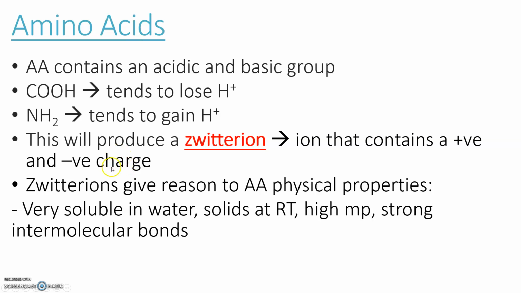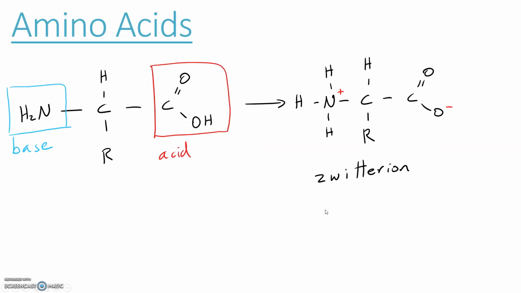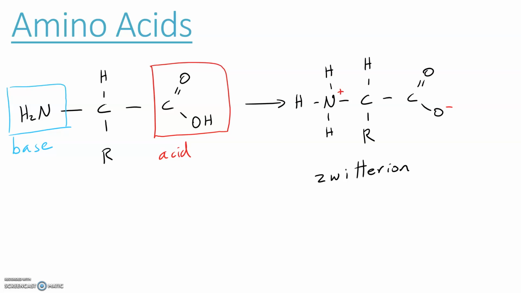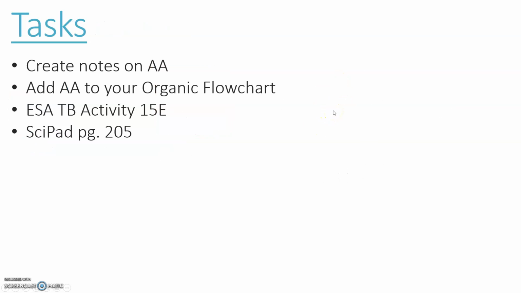The fact that amino acids are Zwitter ions gives reason to their physical properties, the fact that they're very soluble in water, and solids at room temperature, with a high melting point and strong intermolecular bonds. This is just to show it diagrammatically. This is basic, this is acidic. This is a proton acceptor. Let's go back. No, proton donor, sorry. So this part is a proton donor, it gives away a hydrogen ion. This part is a proton acceptor, it accepts a hydrogen ion. Okay, and that's amino acids and amides.